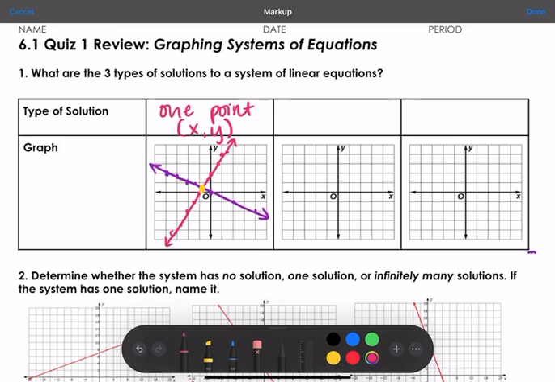So the next type of solution that we could have is no solution. And you can express that by writing this. Okay, so no solution would be 2 parallel lines. So I could have a line with the intercept at 1, and let's just keep it simple, a slope of 1, so up 1 over 1.